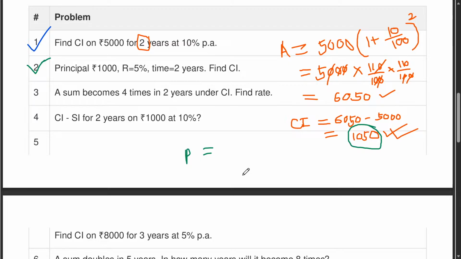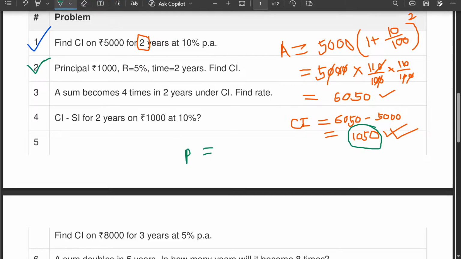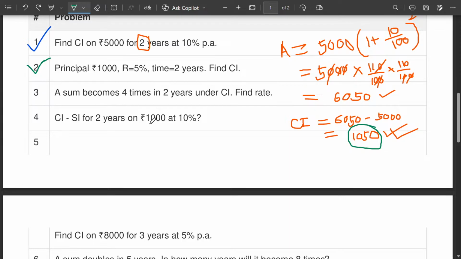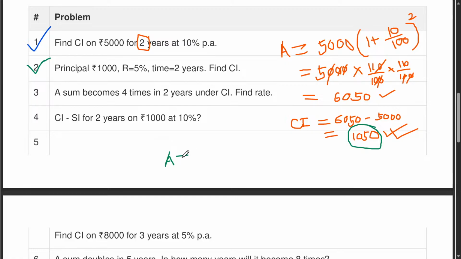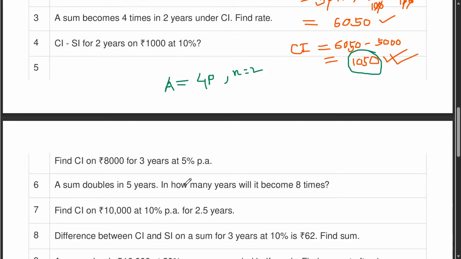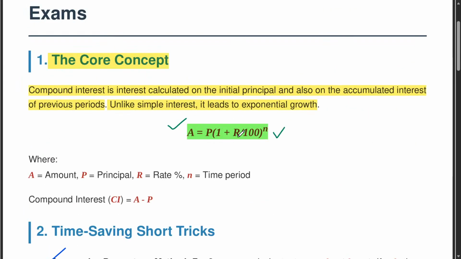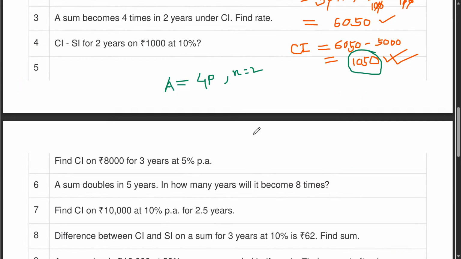Then how to find this? Sorry, the sum becomes 4 times in 2 years under CI. So amount is equal to 4 times the principal. From this equation we get 4P.